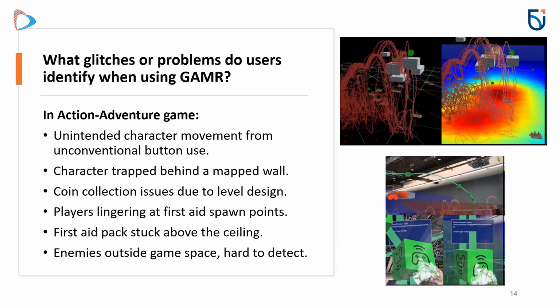In this phase, our main goal was to determine if developers could actually identify glitches or problems in the games using the tool. Through the user interviews, we uncovered several issues in the action-adventure game using the different features of Gamer. For example, users pointed out that some characters move unexpectedly because of unconventional button use, which affected the gameplay. Others mentioned that characters got stuck behind the map walls, disrupting progress. Or the level design caused problems with collecting the coins, impacting the player's ability to gather items.